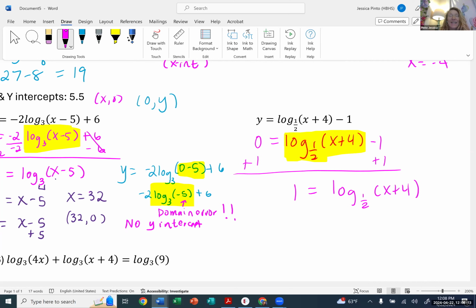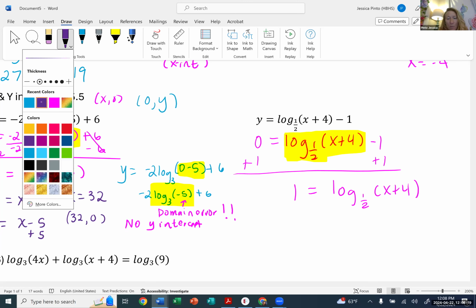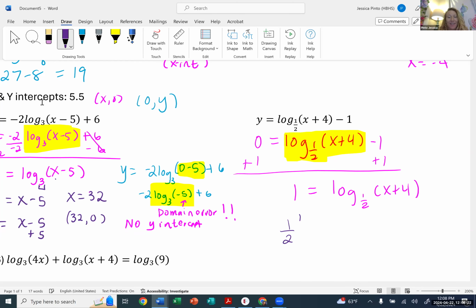Now it's in the BAP form. I need to unbap it. The base is 1/2. So I'm going to go 1/2. The power is 1. Nice. It equals the answer of x plus 4. So then we can see we're going to subtract 4. 4 minus 1/2 is 3.5. So I'm getting x is equal to negative 3.5, comma 0. That's a good one. Finally, to find the y-intercept. Okay, we might need to use a conversion for this also. Let's take a look.